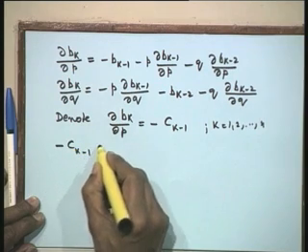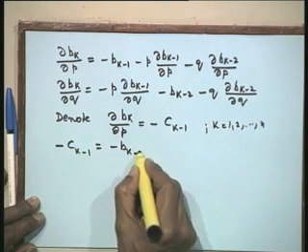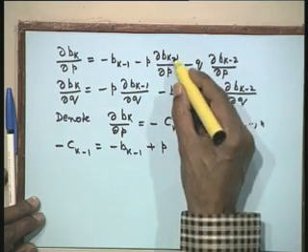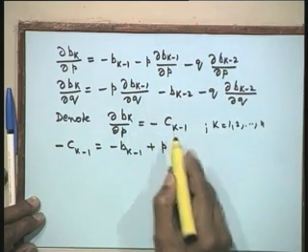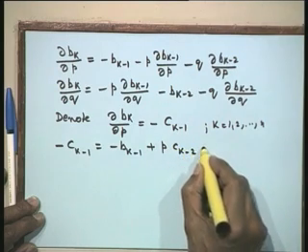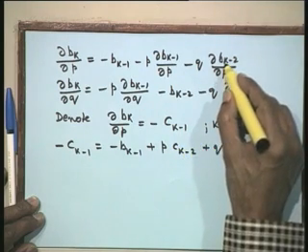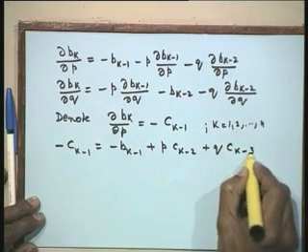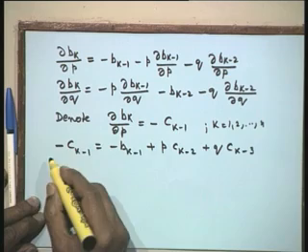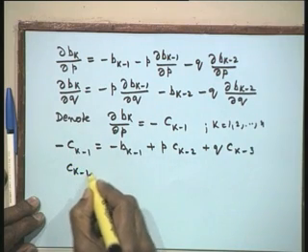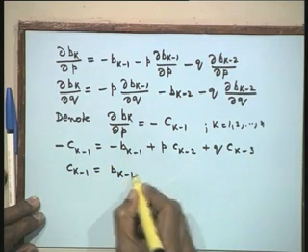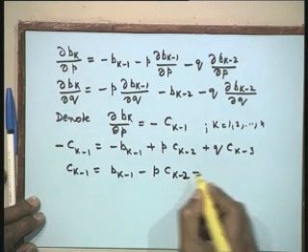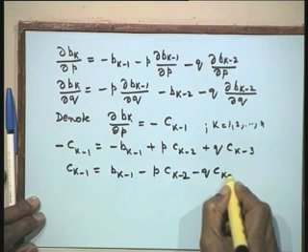Minus c k minus 1 is minus b k minus 1, this is plus p, this is c k minus 1. So, put k is k minus 1 here, I will get c k minus 2 plus q, this is c k minus 2. So, I can set k is k minus 2, so I will have c k minus 3. Or remove the minus sign, I can write c k minus 1 is b k minus 1 minus p c k minus 2 minus q c k minus 3.